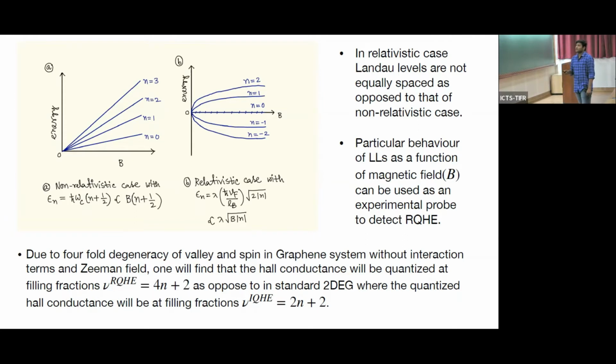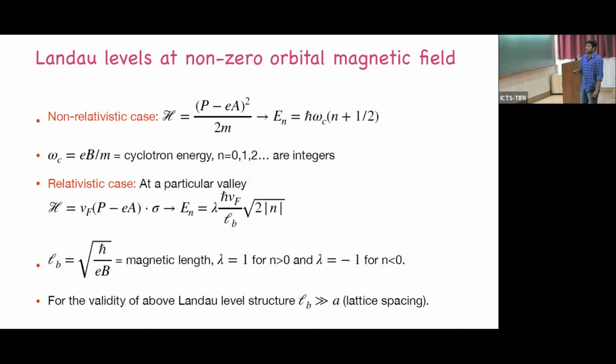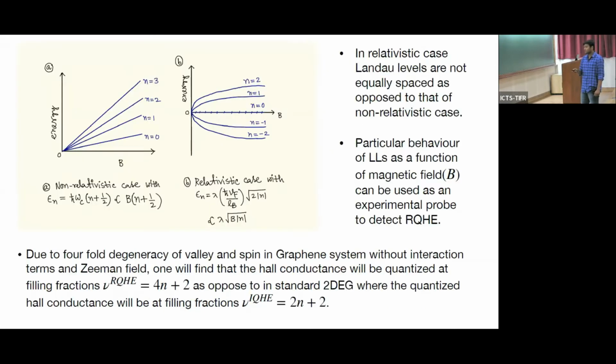Another interesting difference from the 2D electron system is this. Previously I was showing you this for a particular valley. You can do the same thing for the other valley, K prime, and you will get a similar structure. So you will have two valley degeneracy and also spin degeneracy in the system. That is why you get the filling fraction in multiples of 4 of n, which is different from the 2D electron gas, where you only have spin degeneracy, so the filling is 2 times n.